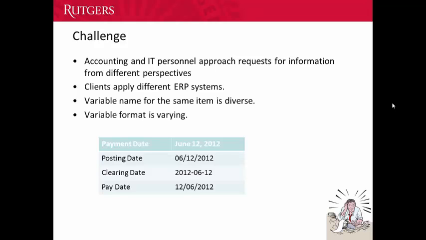Even within the same company, the variable name for the same item can be diverse, and the variable format is varying. For example, the item payment date can be shown differently in different ERP systems or legacy systems. It can be shown as posting date, clearing date, or pay date, and even the same date can be shown in different formats like this.